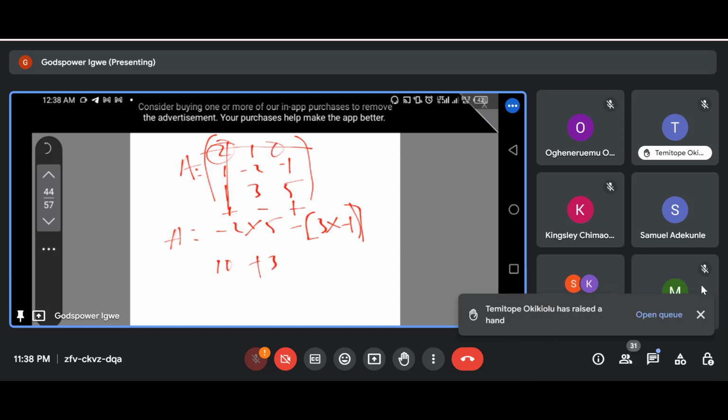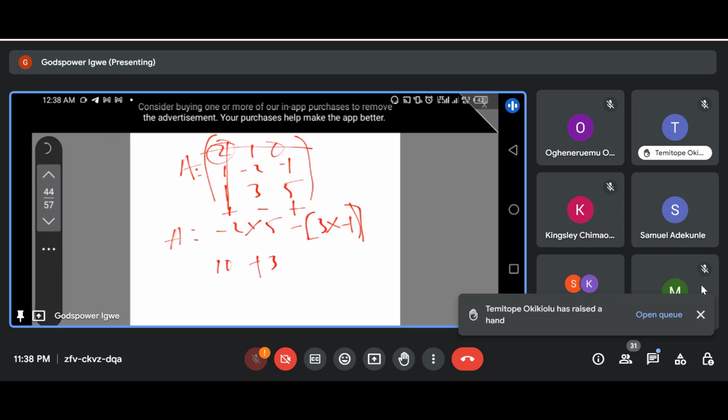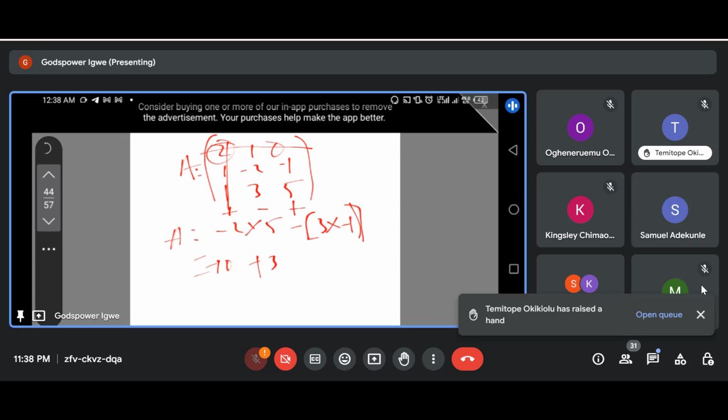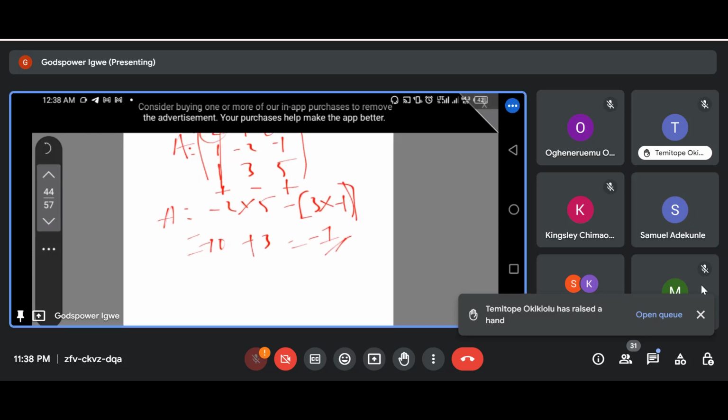3 times minus 1 is going to give us what? Minus 1, that should be minus 3. Minus times minus, that should be minus 10. Minus 10, correct. So this will be plus 3, which is equal to what? Minus 7. This is for the first line.